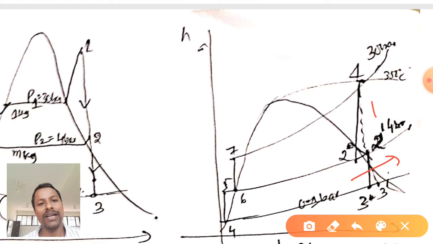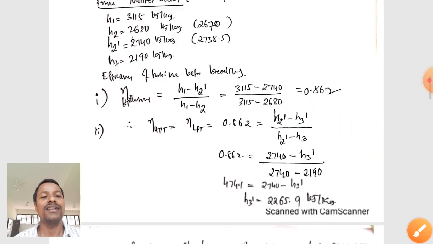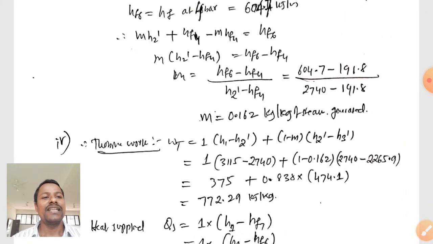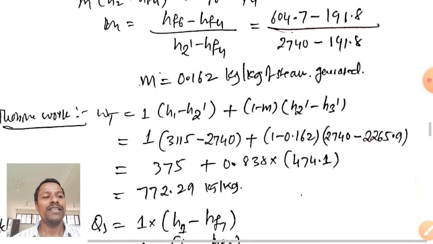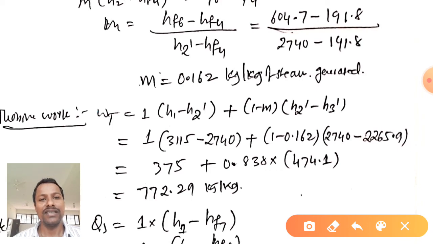Since turbine efficiency is considered and actual conditions are mentioned, I need to refer to the actual conditions only. After writing the formula, I know all these values from previous steps of the same problem. So, I will substitute the values and I will be able to calculate the turbine work as 772.29. I request you to pause this video, go through these steps, operate the calculator and ensure the values.